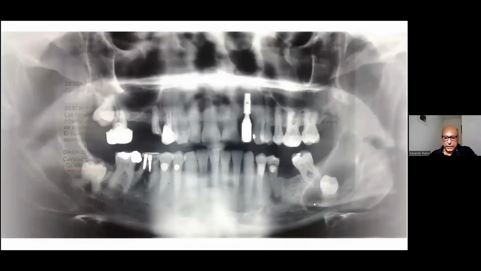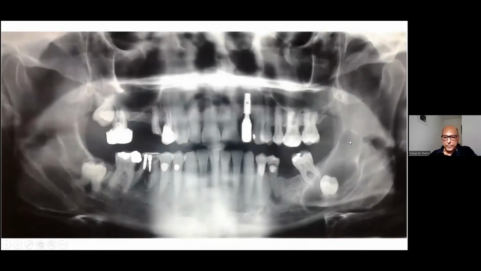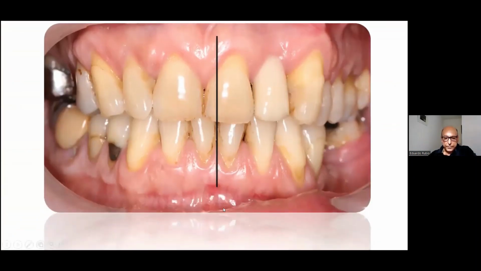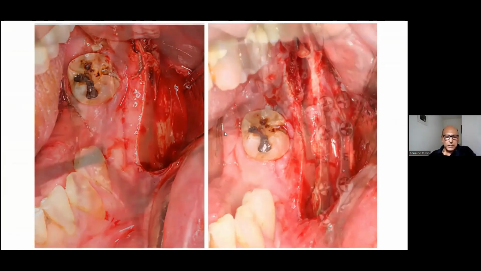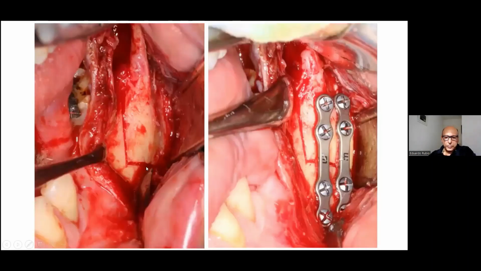So, given that we have good limits of the pathology, we prepared to make this kind of osteotomy, sagittal split osteotomy, with the cuts very far from the limits of the lesion. That was the occlusion preoperatively. You can see the flap, the anterior border of the mandible, and here you can see how, with the piezo, we mark the osteotomy, anterior border, anterior osteotomy.